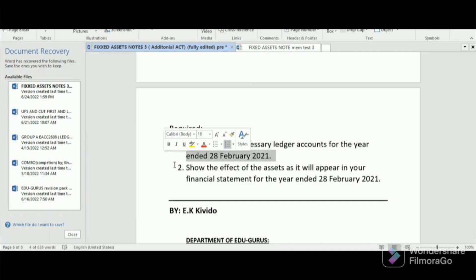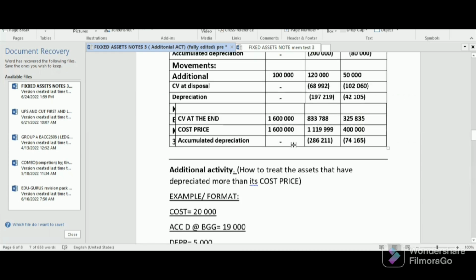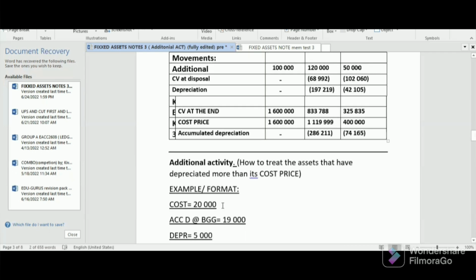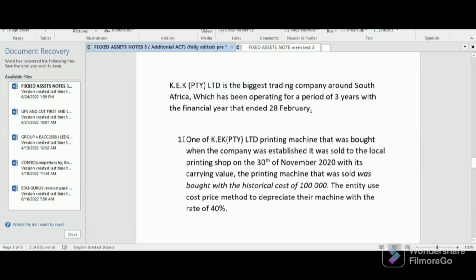Remember, let's just check this required, okay? You can rest assured that they are not specific about the ledger accounts that you're supposed to prepare. Like the first activity, let us just go back to the first activity requirement. According to this first activity here, they were very specific: your general ledgers, this will be for vehicle, then a T account of cost. Then here they said accumulated depreciation. Then here they said asset disposal account, right? But when this question says that we're supposed to prepare all the necessary ledgers, it includes everything, but then we will be guided by our information on which ledger accounts we are supposed to specifically focus on.